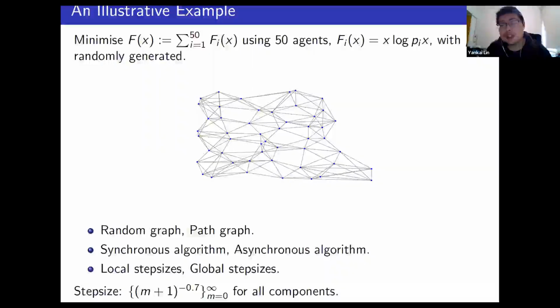And then the other setting is global step sizes. That's the one we use when we derive convergence rate estimates. So whenever there is a subset of edges that are updating, they have to use the same step size value. The step size we use in this experiment is 1/(n+1)^0.7, and it's identical for all edges. And remember, in the asynchronous setting with local step sizes, the edges that are updating may use different step size values, although they're using identical step size sequences.